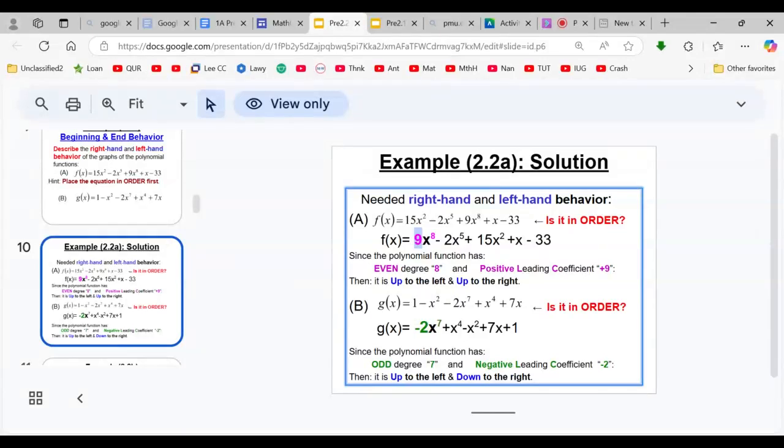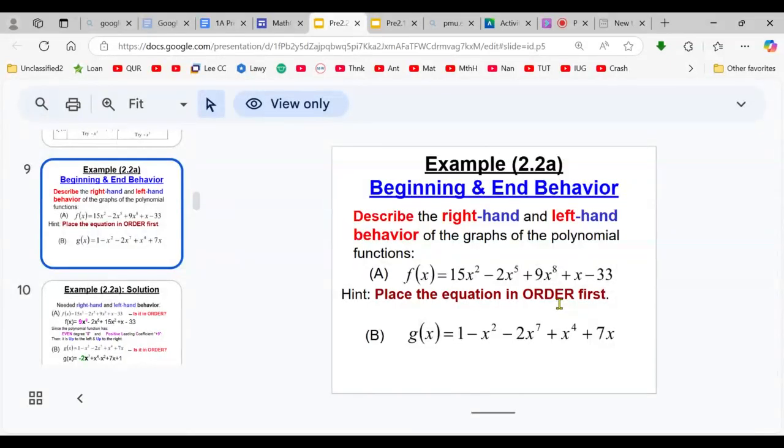All right. So stand up. Everybody stand up. With your hands, tell me what is the behavior of this function. Show me with your hands.